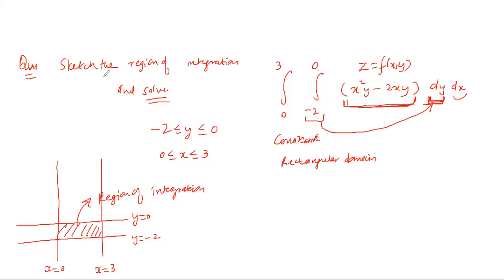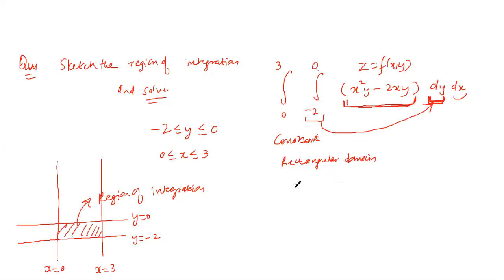So this question had two parts: sketch the region and solve the integral. So we have sketched the region. Now you just need to solve the integral. All of you know how to solve it. Firstly, you will be integrating with respect to y, because this is the way they have given you. Substitute the y limits, and then solve with respect to x, right?